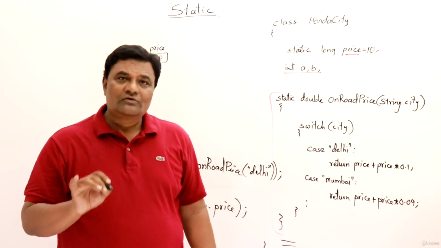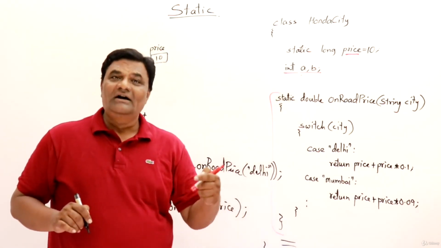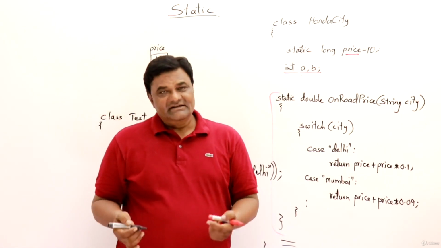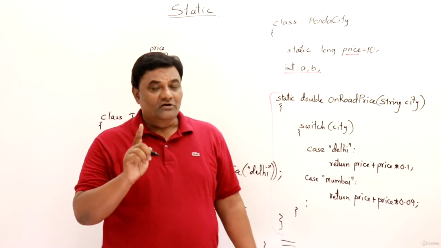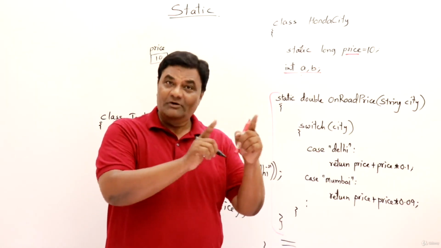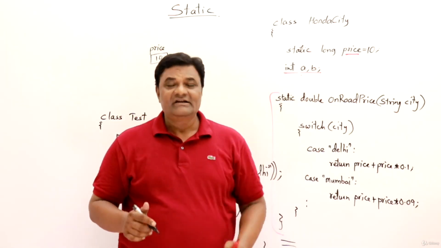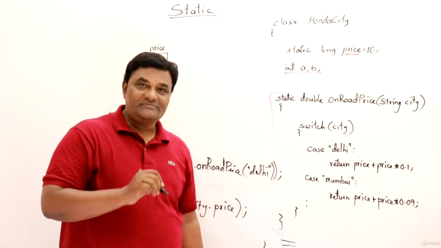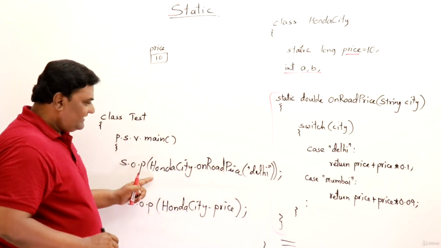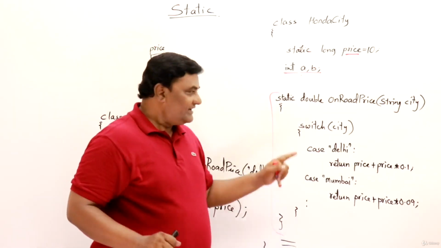So if you want to know the on-road price of a Honda City, you don't have to buy it. First go to the showroom and inquire. They will give you the details. Then if you want to buy, you can buy it or not. That's your choice. But on-road price is information about a class, that is about a Honda City, not about the objects. So you can know it without creating the objects, and even after creating the objects. So if you have an object, you can say h1.onRoadPrice. You can say this. So that's all about static methods.